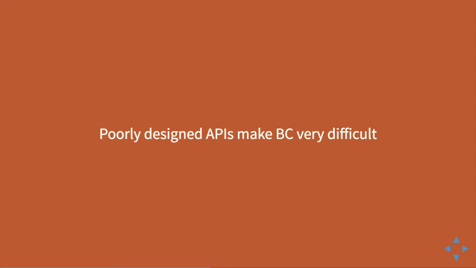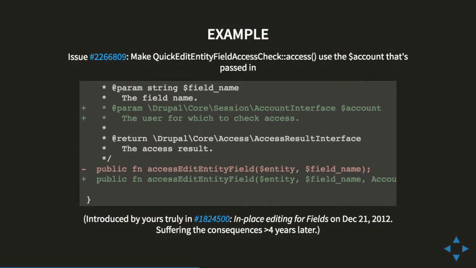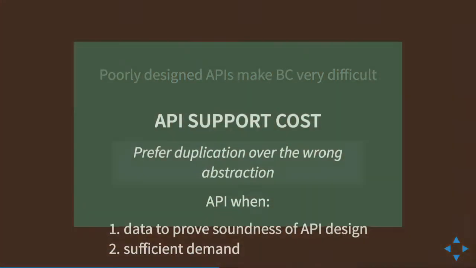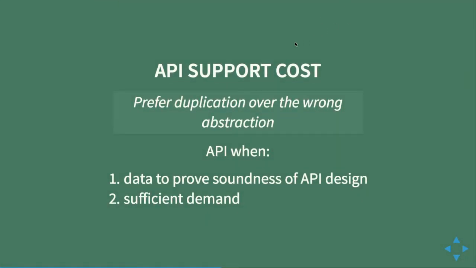So, poorly designed APIs. Honestly, I didn't design this API, it was just, oh, I have this method, let's make an interface for it so anybody can override it. This is now the consequence. We have a very hard time maintaining BC. And so I think in general, what we need to think about when we add APIs is the support cost.